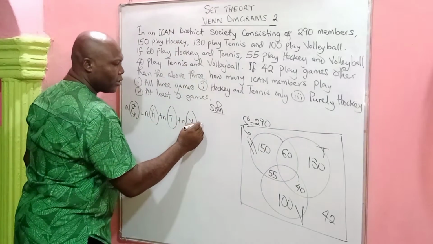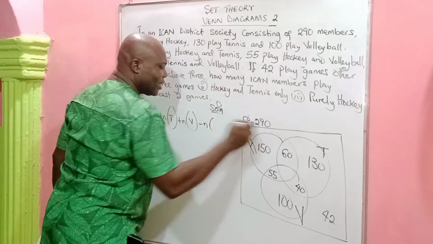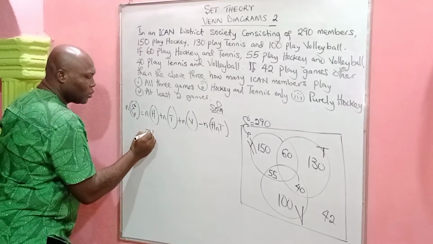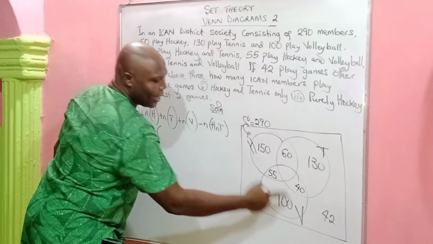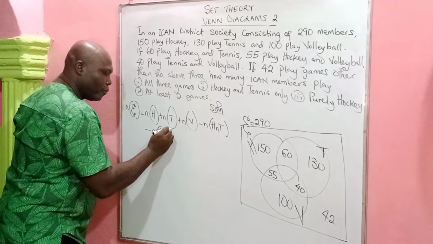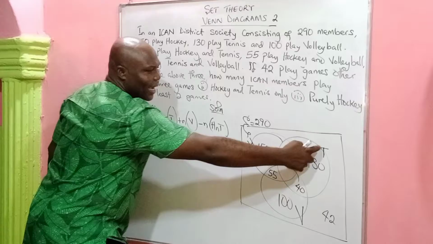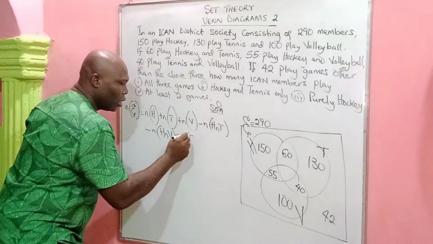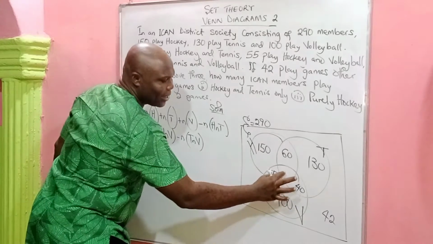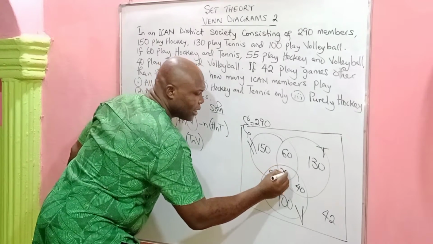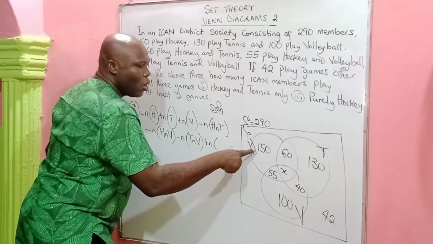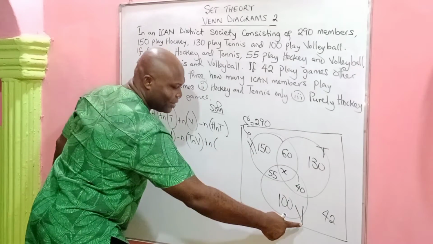So minus the number where hockey intersects with tennis. We are subtracting that. We also subtract the number where hockey intersects with volleyball. Minus the number where tennis intersects with volleyball. Now after subtracting those 3, we'll add this, which we don't know for now because they're asking us to find that value. So plus the number where hockey intersects tennis intersects volleyball.